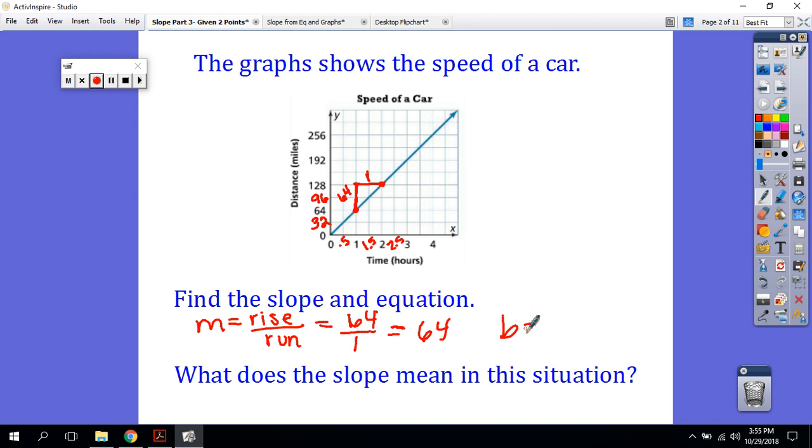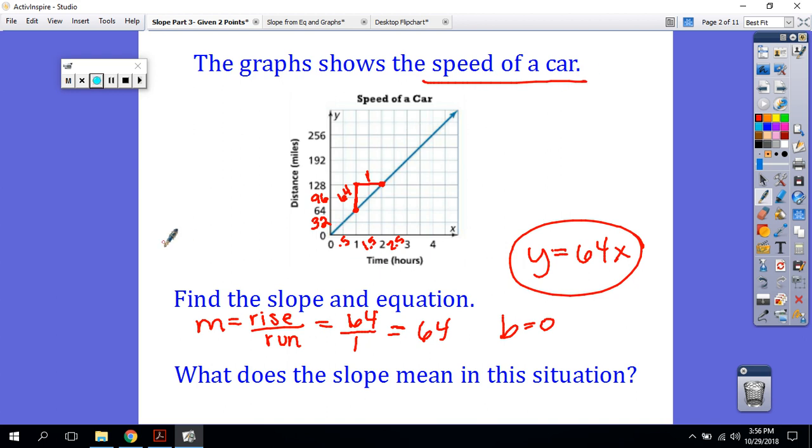And our B is again 0. It crosses the graph at 0. So our equation is y equals 64x, and we don't need to write plus 0. Very similar. But this time we're relating it to a new situation. This one says the graph shows the speed of a car. This time our x is time in hours, and the y values are your distance in miles.